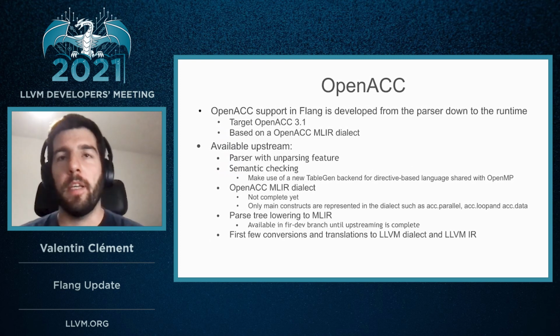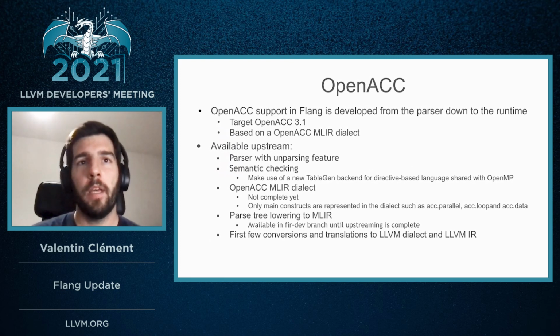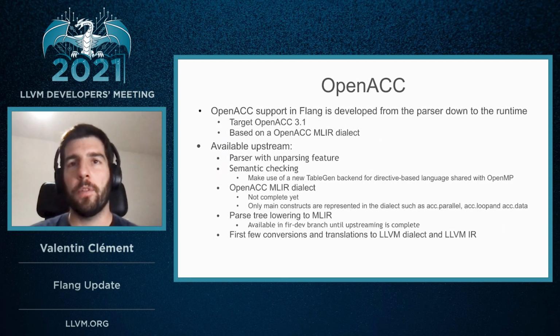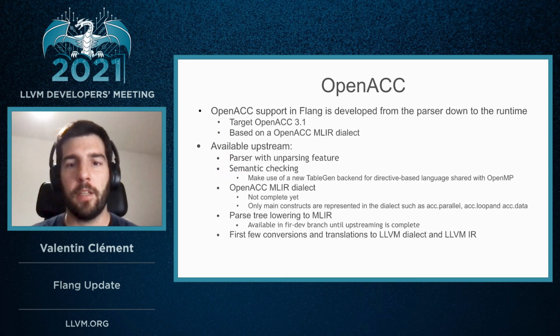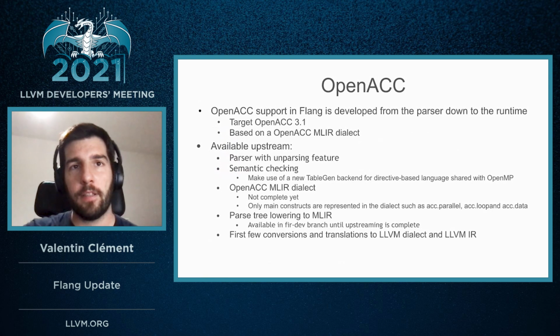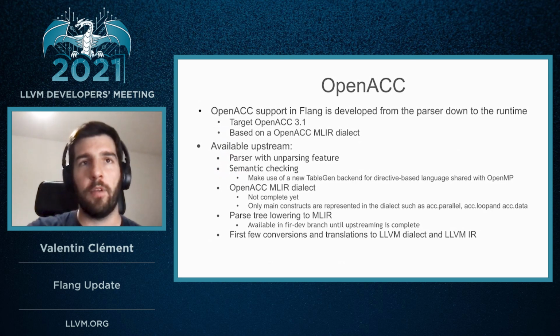Let me give you a brief status update about OpenACC support in Flang. We are building OpenACC support in Flang and LLVM with a top-down approach from the parser down to the runtime. The code is currently targeting version 3.1 of the OpenACC standard specification. As Flang is based on the FIR dialect, we have also an OpenACC MLIR dialect, same as the OpenMP support. You have here a list of everything that is available upstream, and future work will focus on the MLIR to LLVM translation and extension of the runtime.